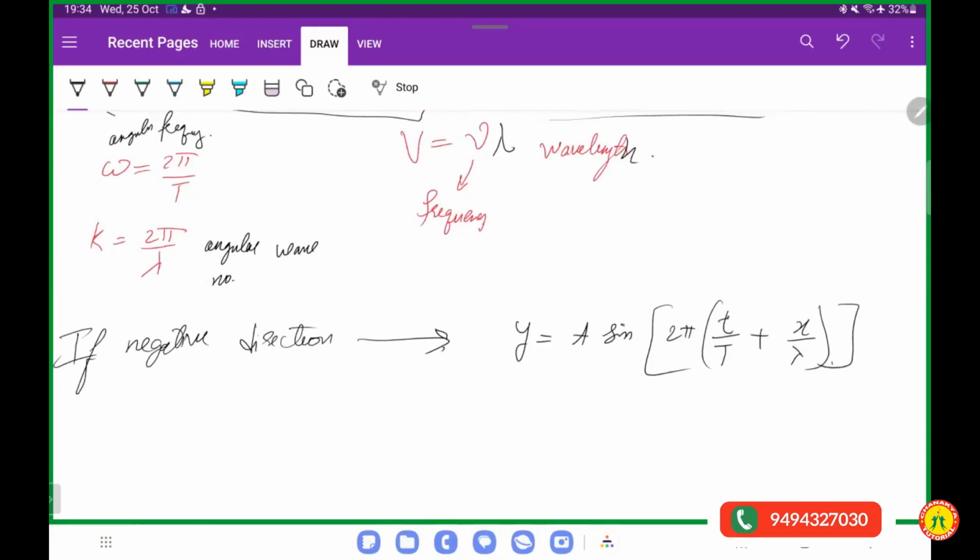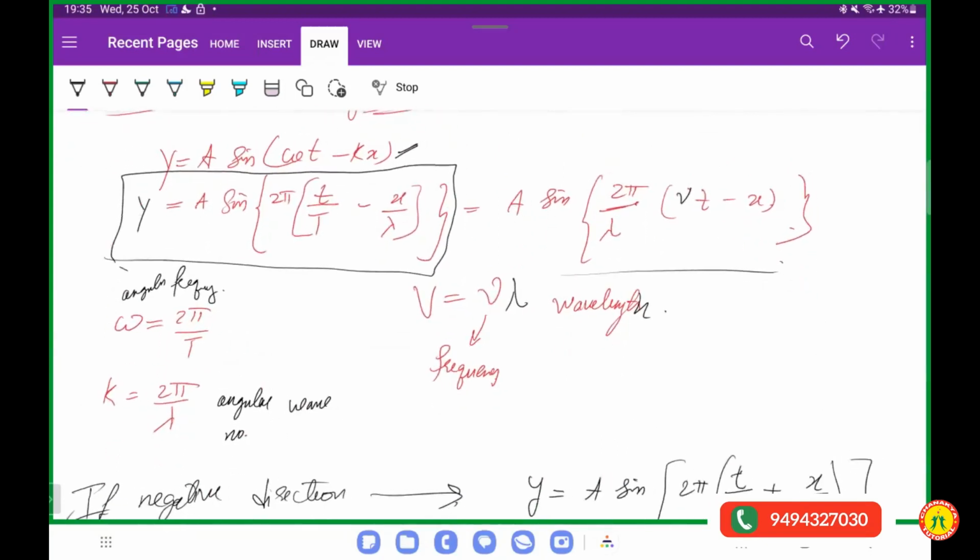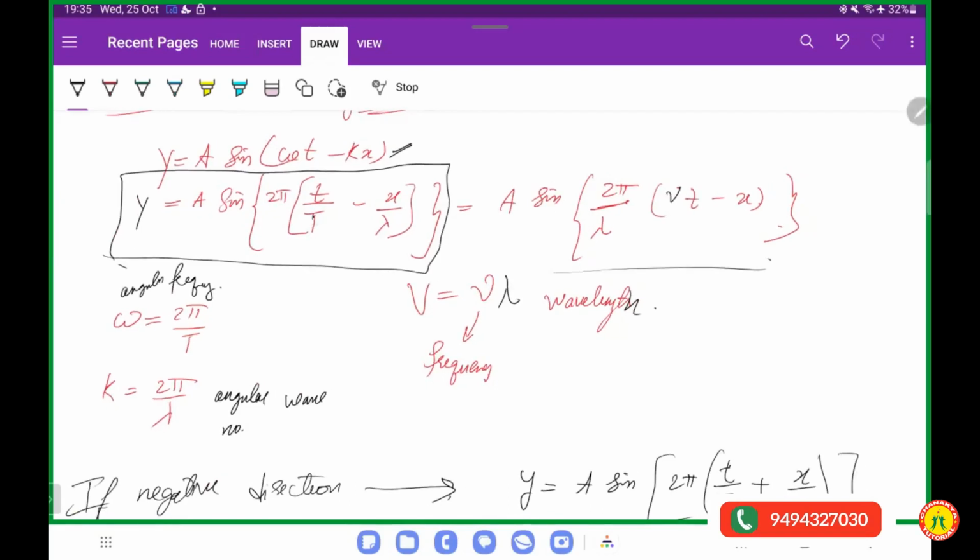Sir, could you scroll up? So what is small t divided by big T? This capital T is the time period, and small t is the time for that particle where it is moving. So this we got from omega. Omega equals 2 pi by T. See all this conversion I wrote here.